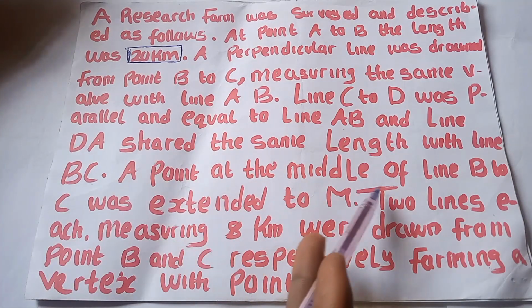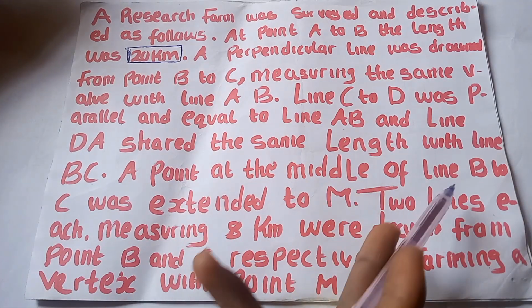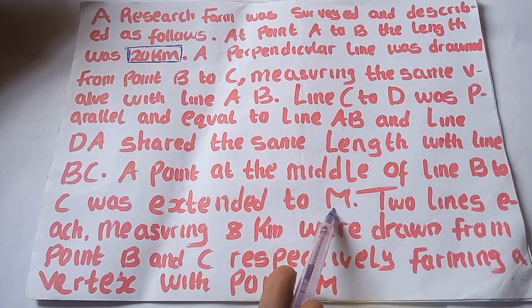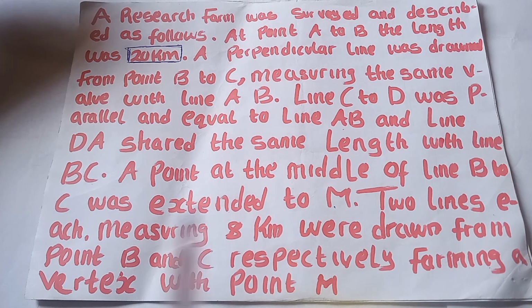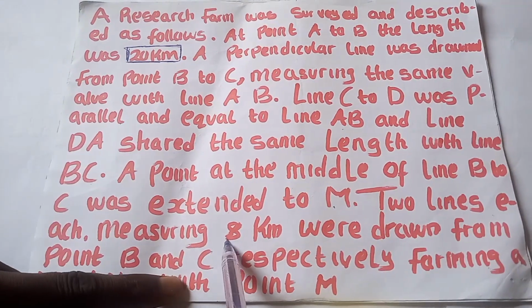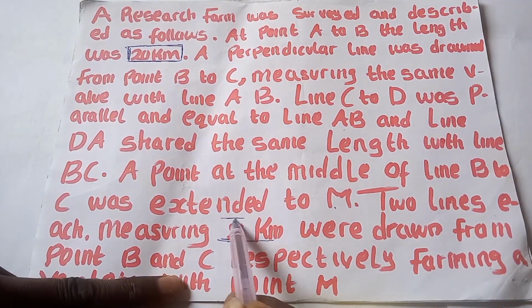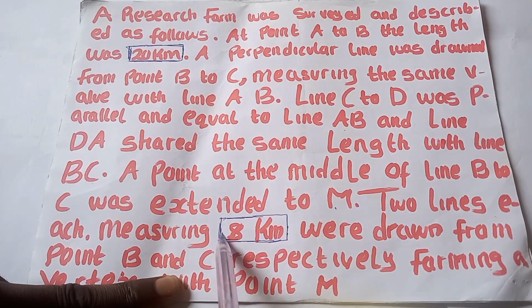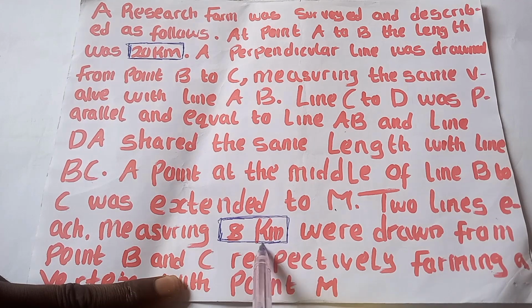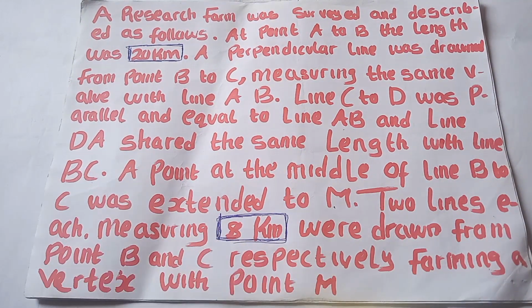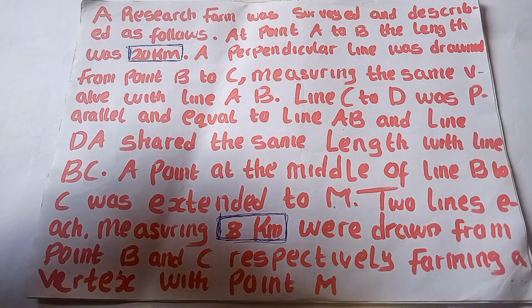A point at the middle of line AB was extended to M, two lines each measuring 8 kilometers. Now I have another parameter here, which is 8 kilometers. So let me also put something to denote that. So I have two things now: one is 20 kilometers and the other is 8 kilometers.